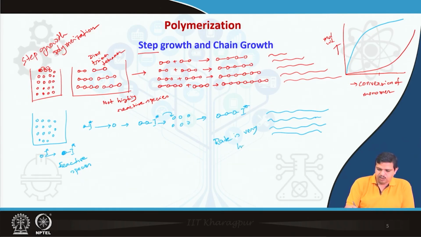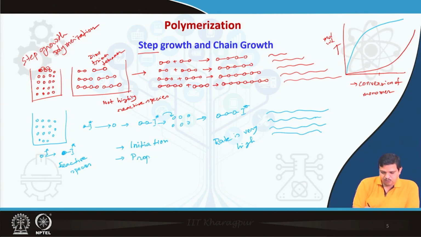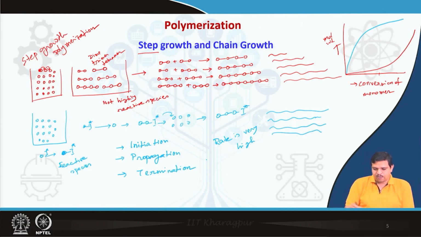And in this case you will get initiation, propagation and termination, and we all know that all the other steps are possible too. Okay. That is like chain transfer, etc.